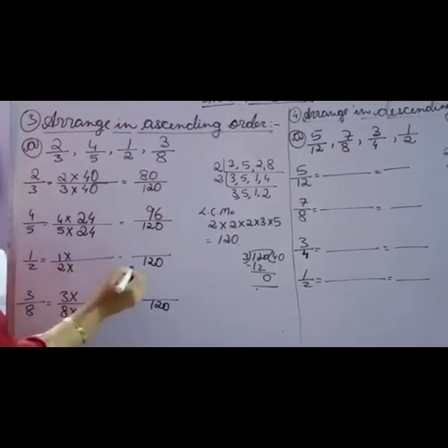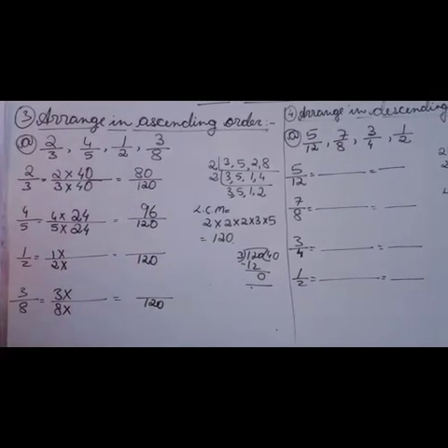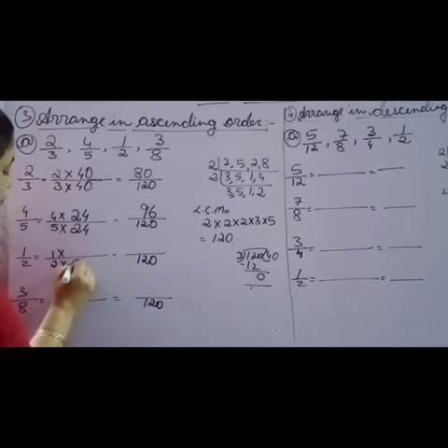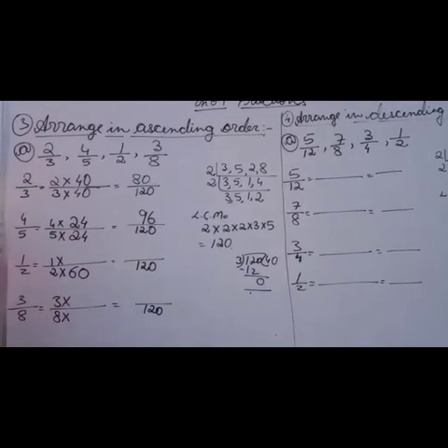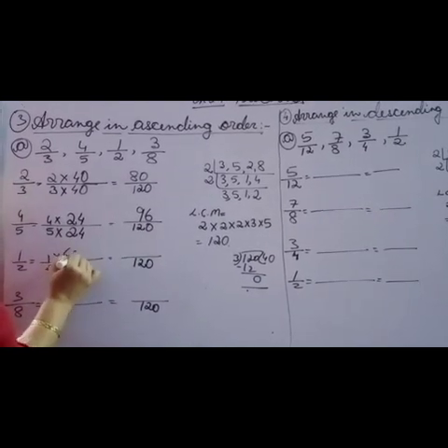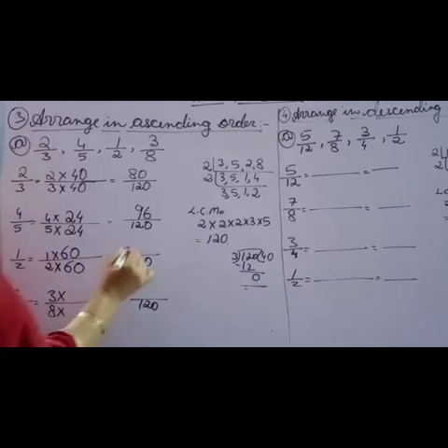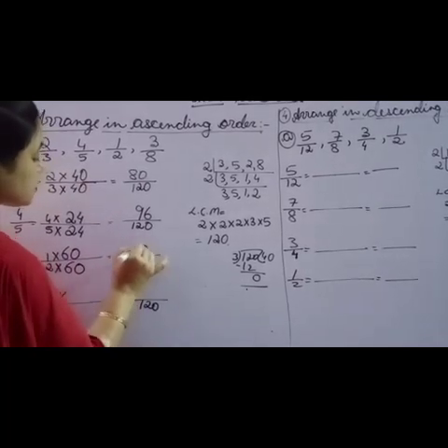Again 2 into what is equal to 120? If you divide and see, 2 into 60 is equal to 120. So here also you multiply by 60. So this will come as 60.